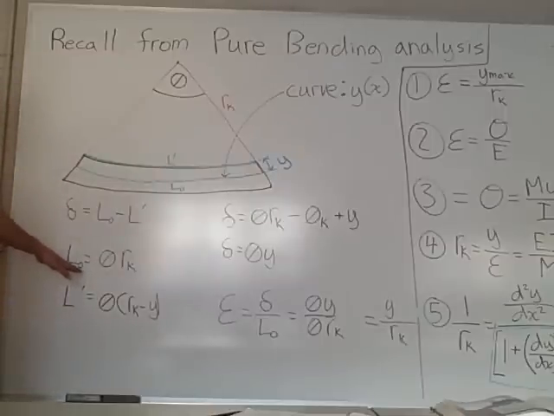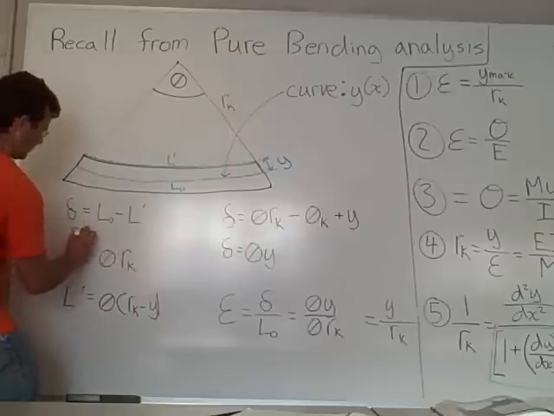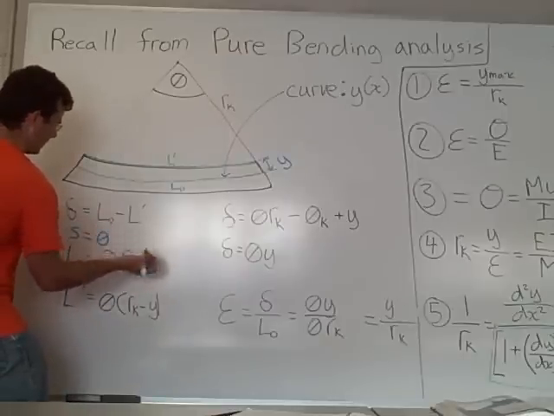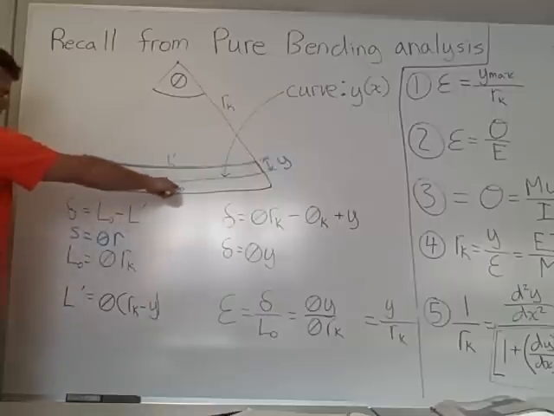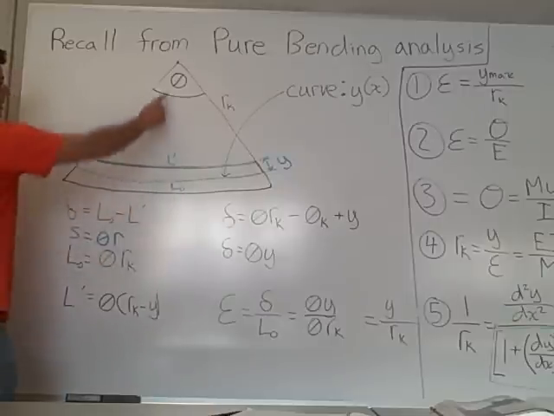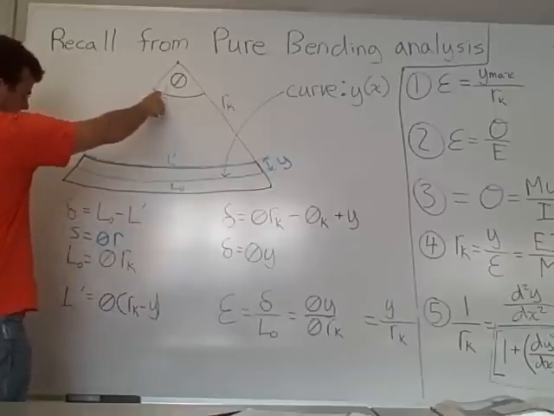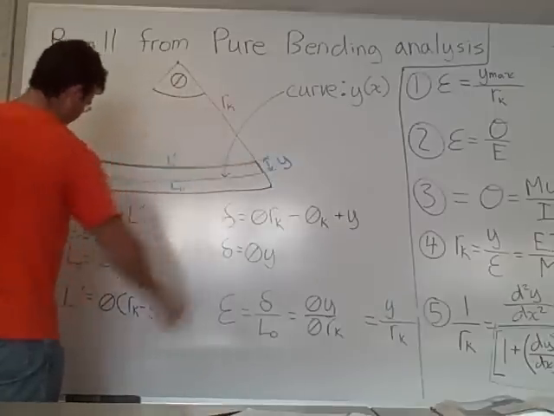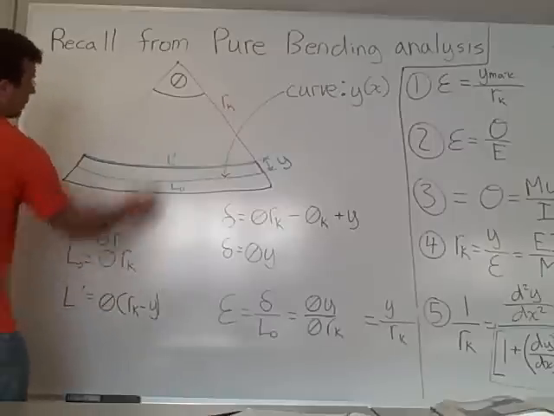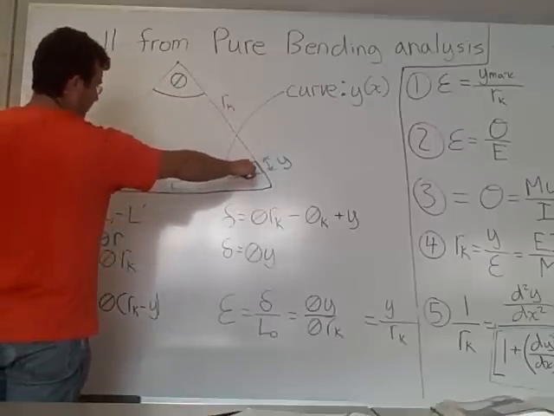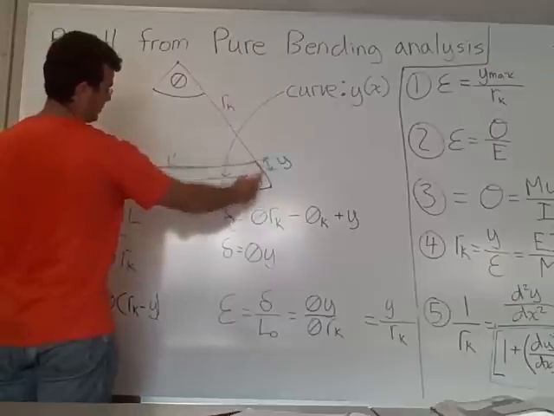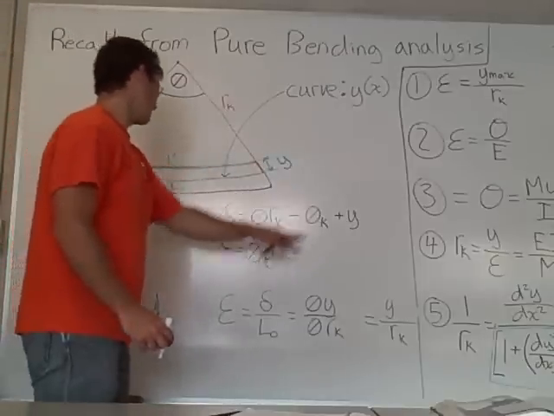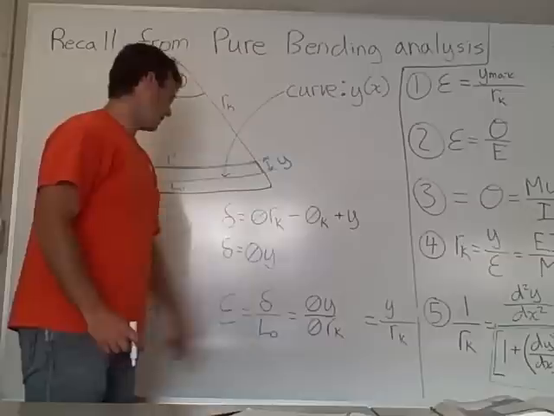And so we'll recall that from our definition of arc, our length S is going to equal the angle times the radius. And so we have our original length times our angle theta times our radius of curvature. And we have our L prime is going to then equal the same angle, but our radius is going to be the radius of curvature minus some distance y from the neutral axis. And so we find our deformation comes out to theta y.